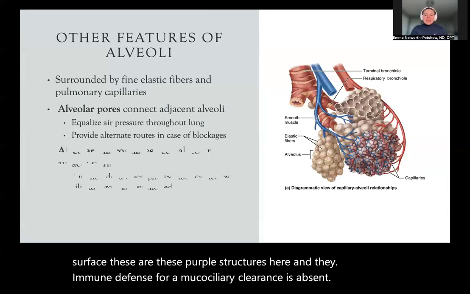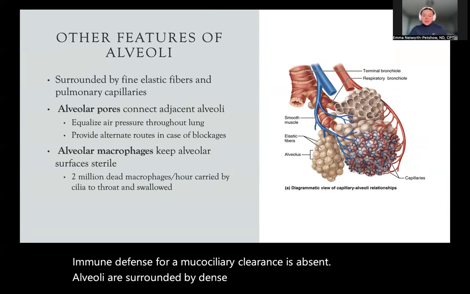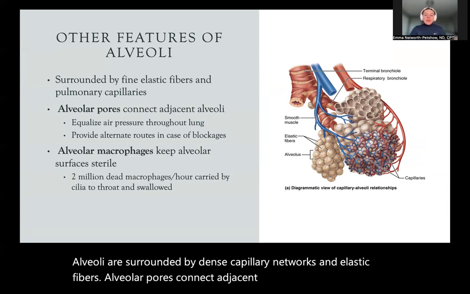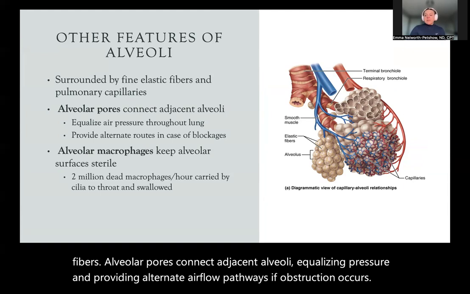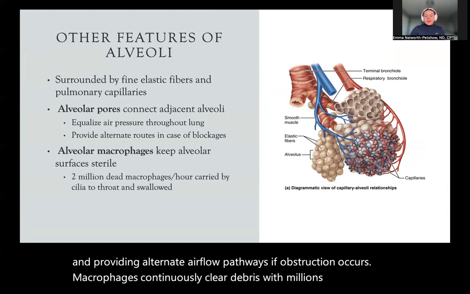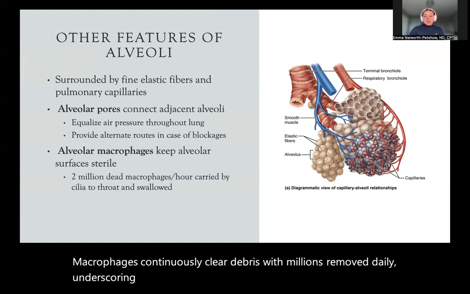Alveoli are surrounded by dense capillary networks and elastic fibers. Alveolar pores connect adjacent alveoli, equalizing pressure and providing alternate airflow pathways if obstruction occurs. Macrophages continuously clear debris, with millions removed daily, underscoring the lung's constant exposure to environmental threats.